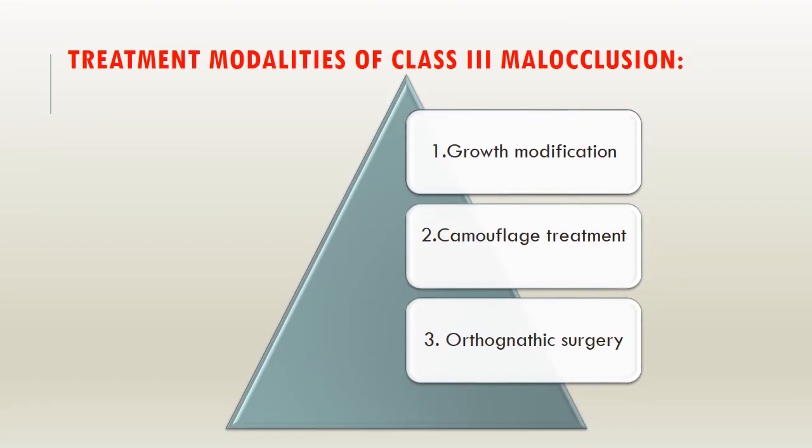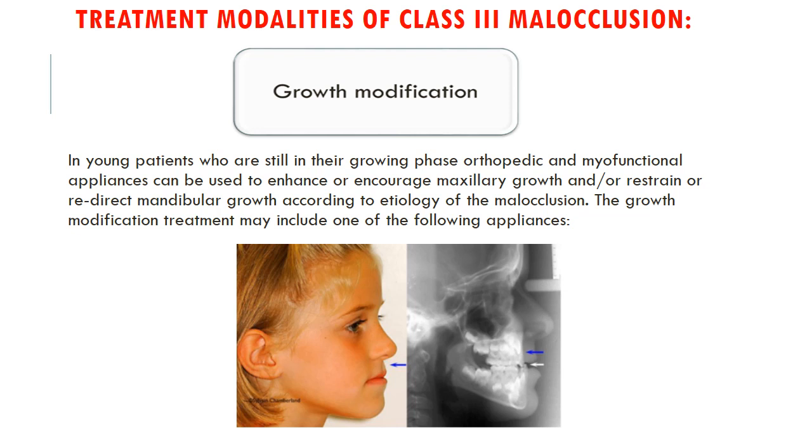There are three treatment modalities, which depend on the already mentioned factors. The first of all is the growth modification, then the camouflage treatment, and the orthodontic surgery. For the growth modification, if the young patient is still in their growing phase, orthopedic or myofunctional appliances can be used to enhance or encourage the maxillary growth or restrain or redirect the mandibular growth according to the etiology of the malocclusion. The growth modification can include any one of the following appliances. As we said before, it depends on the etiology of the malocclusion.